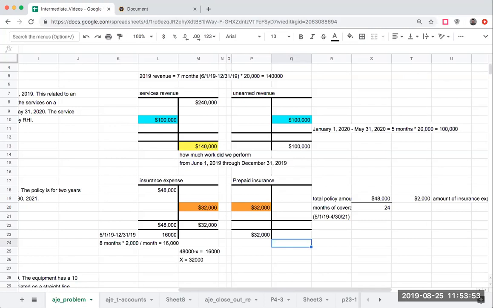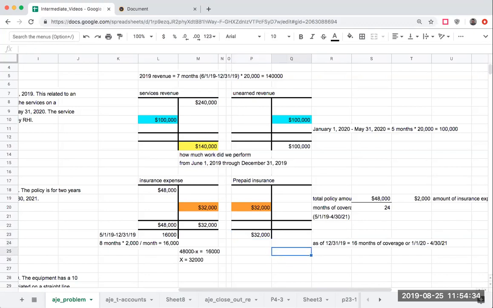And this kind of makes sense because as of 12/31/19, we have how many more months of insurance coverage? Well, as it turns out, we have 16 months of coverage, or 1/1/20 through 4/30/21, which is 16 months. So the way we're going to check our work here is to make sure we've done this correctly, because remember, our expenses need to reflect what we use during the period, and our assets need to reflect the future economic benefit.